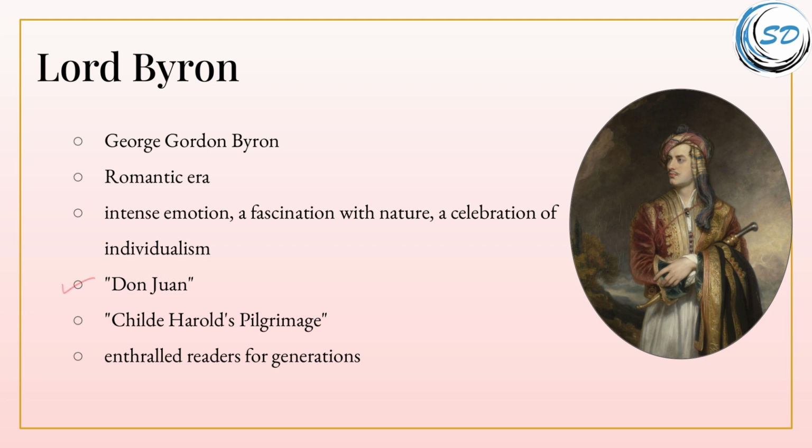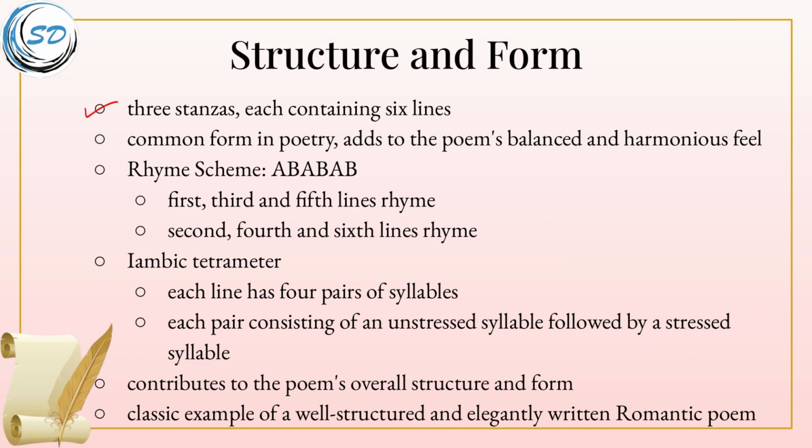Byron's works, like Don Juan and Childe Harold's Pilgrimage, have enthralled readers for generations, and today, we'll unravel one of his most beloved creations, She Walks in Beauty. The poem consists of 3 stanzas, each containing 6 lines. This 3-stanza structure is a common form in poetry and adds to the poem's balanced and harmonious feel.